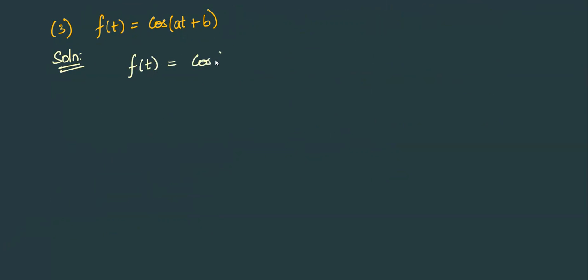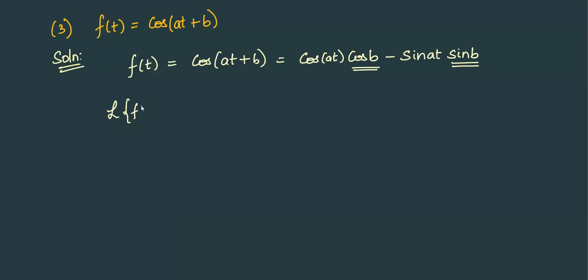F of t is cos of at plus b, which is cos at cos b minus sin at sin b, by the cos of a plus b formula. So cos b is a constant and sin b is a constant, and these are functions of t. Now we can apply the Laplace transform: the transform of f of t will be cos b times the Laplace transform of cos at minus sin b times the Laplace transform of sin at.